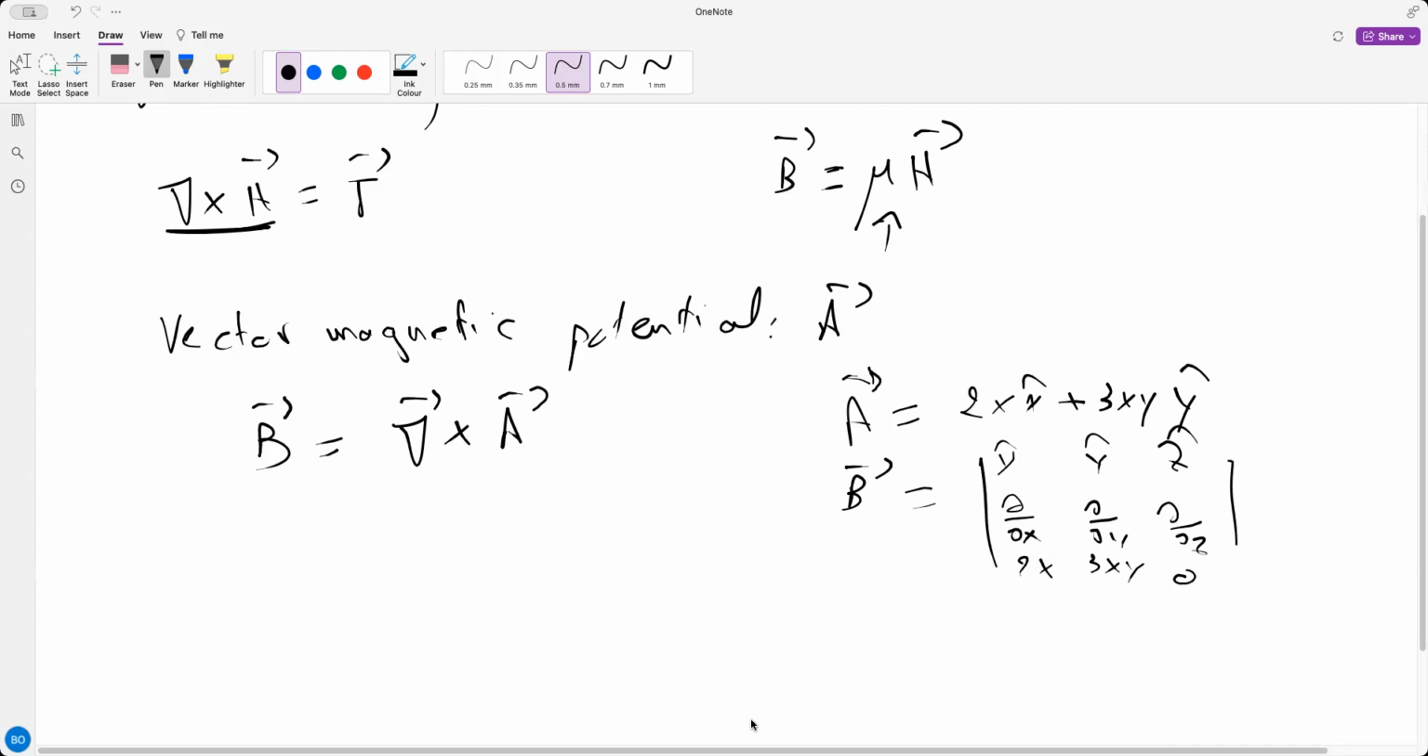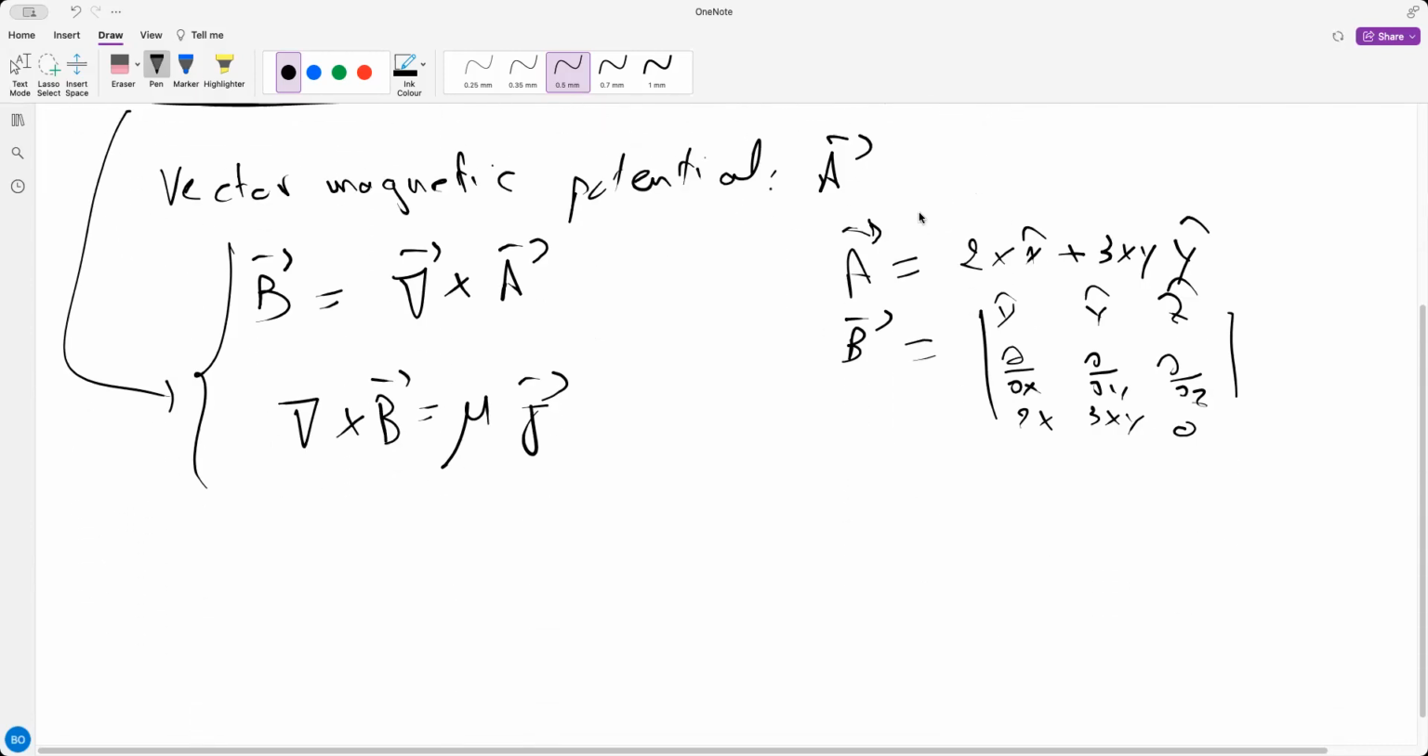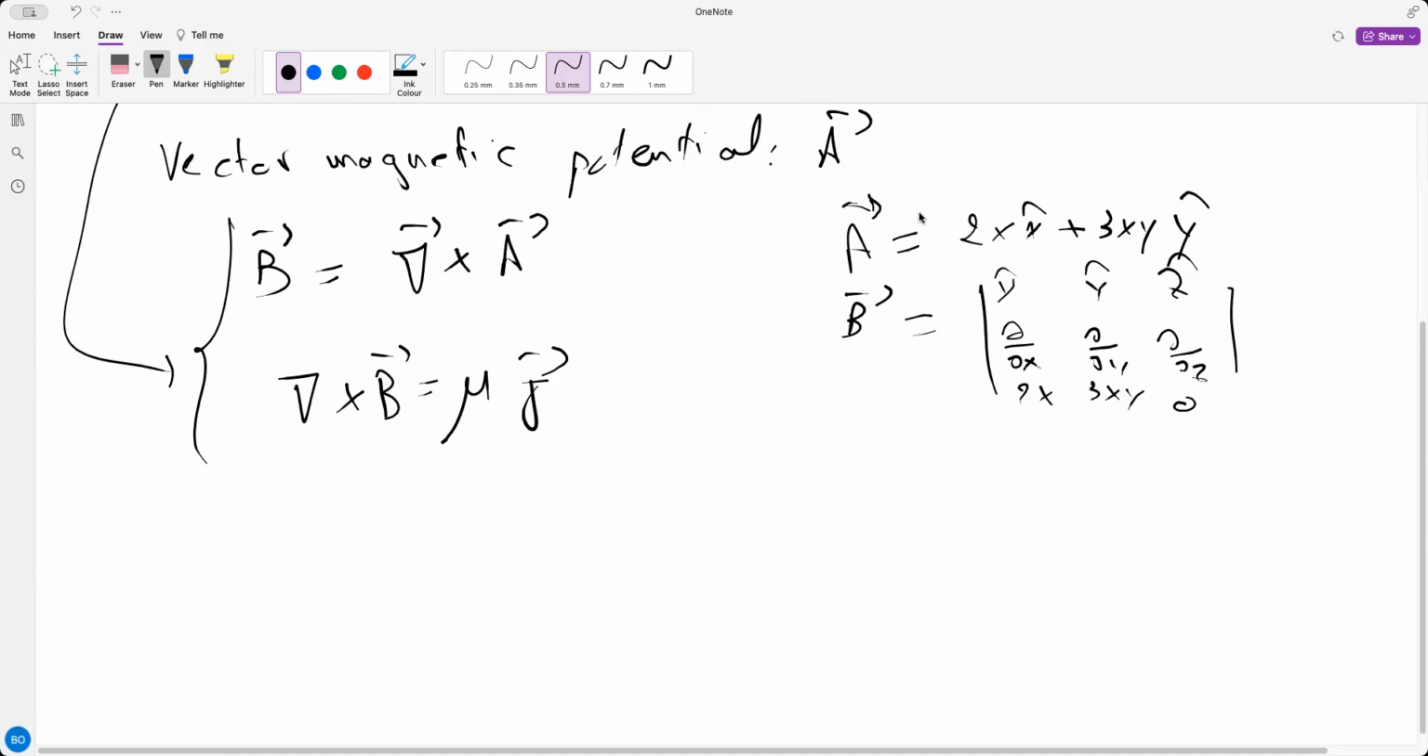And in addition to that, remember that nabla cross B is equal to mu J, just because of this. So this is what I wanted to mention. This will be a bonus question like that. So I am done. Basically, the exam will be on what we covered today, the concepts that we covered today.